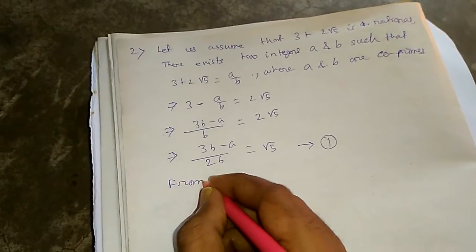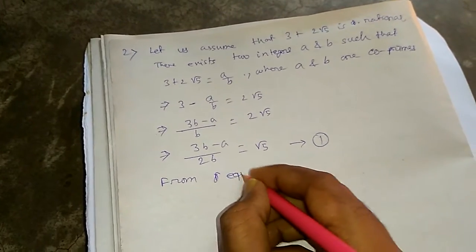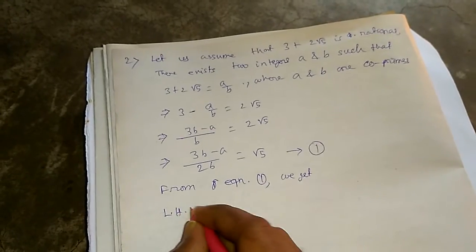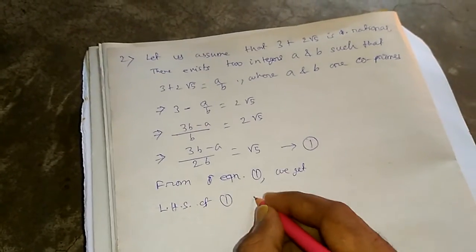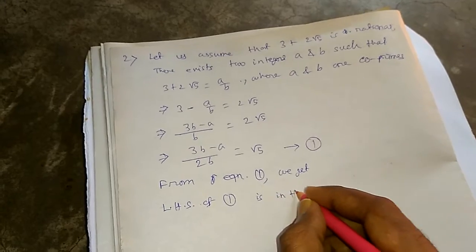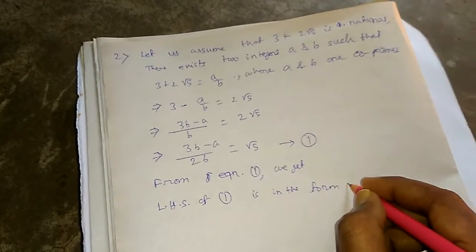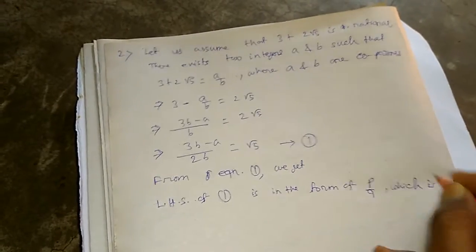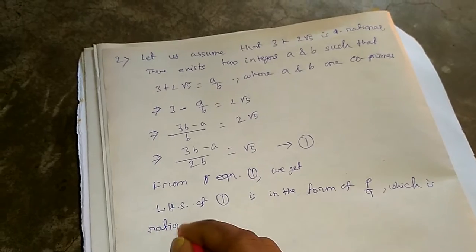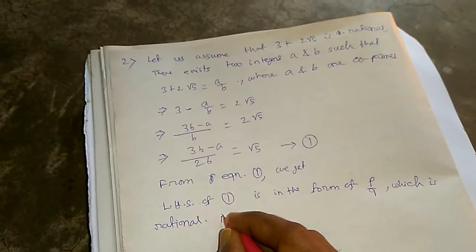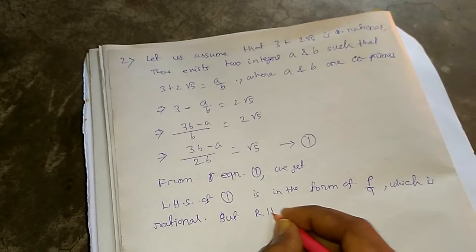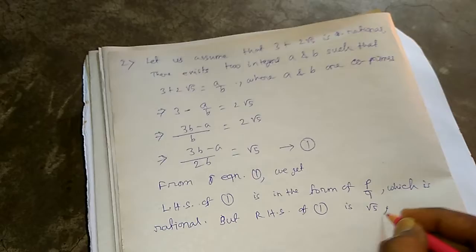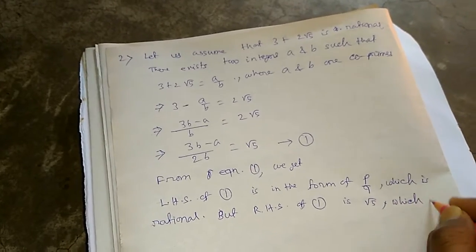So from equation 1, we get LHS of 1 is in the form of p by q, which is rational, but RHS of 1 is root 5, which is irrational.